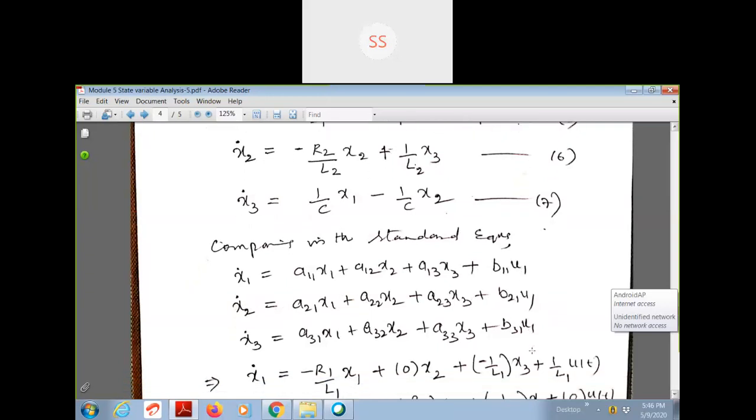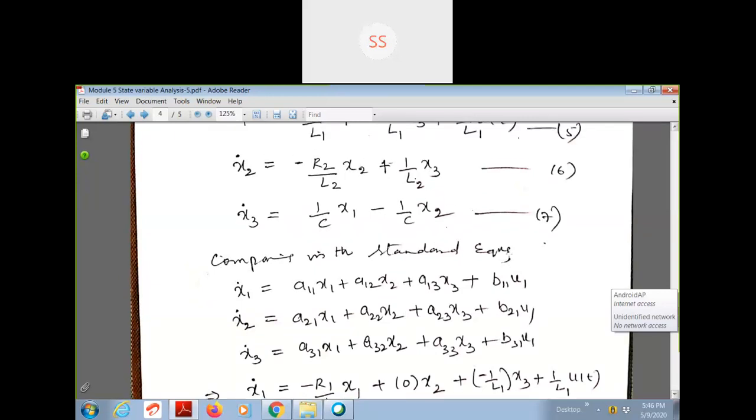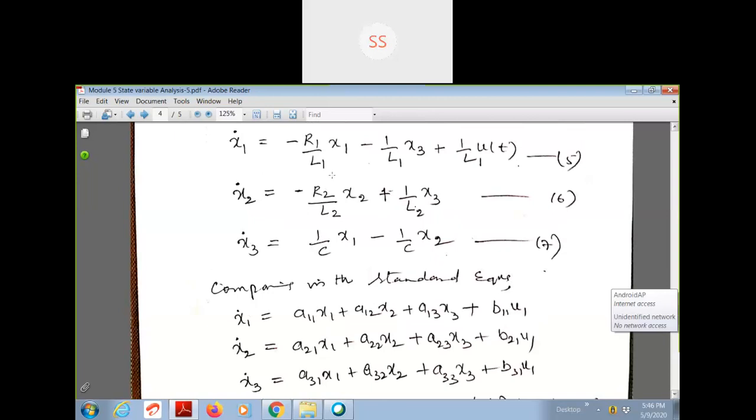After writing this, we will change equations 5, 6, 7 according to the standard form. That is, whichever state variables are not there, we will put their coefficients as 0. Suppose in equation 5 we have the x1 state variable, x3 is there, u of t is there, but x2 is not there. So the coefficient of x2, which is a12, is 0.